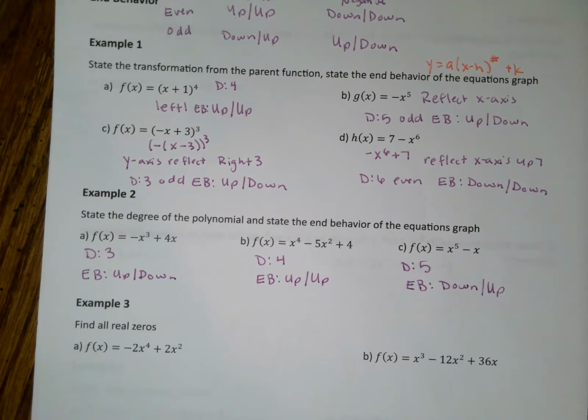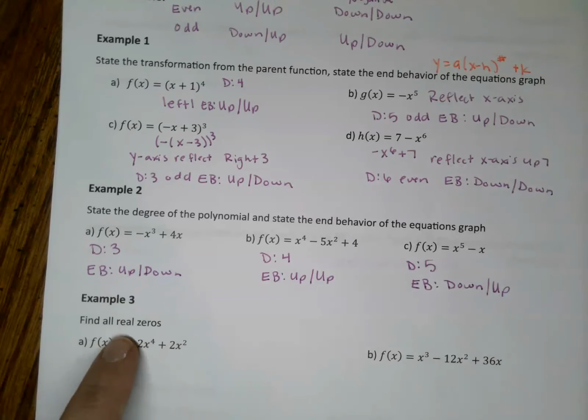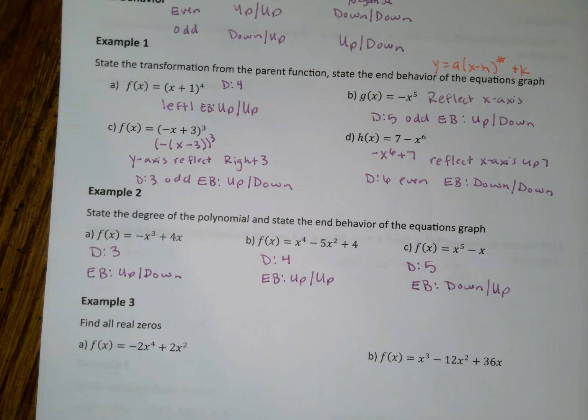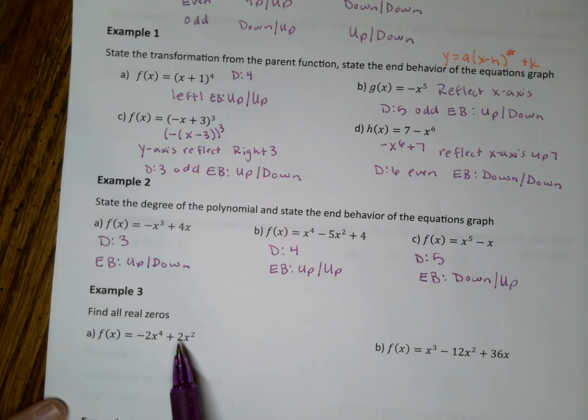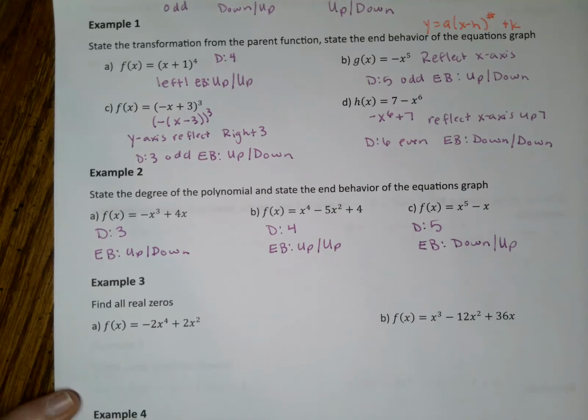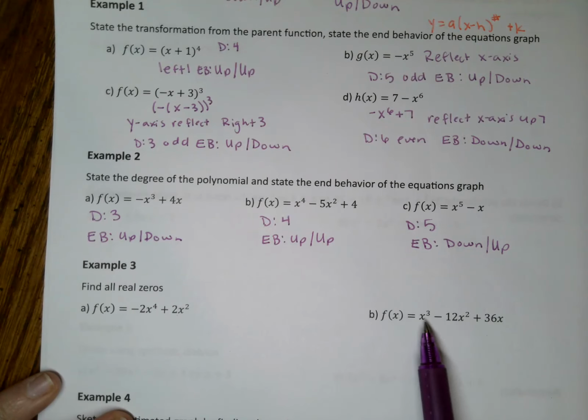Example 3, finding the zeros, the real zeros. Notice how it says real zeros of the function. This is nothing new to you. This is whenever we are solving for an equation. So we have to be able to factor. So I want you to pause the video, set both of these two equations equal to 0, and try to factor both of these two equations and solve for x.